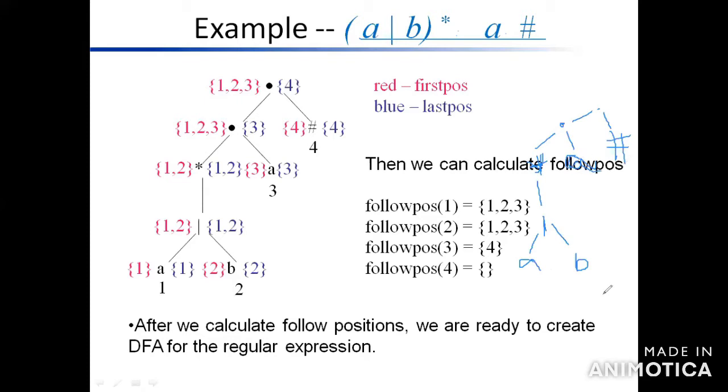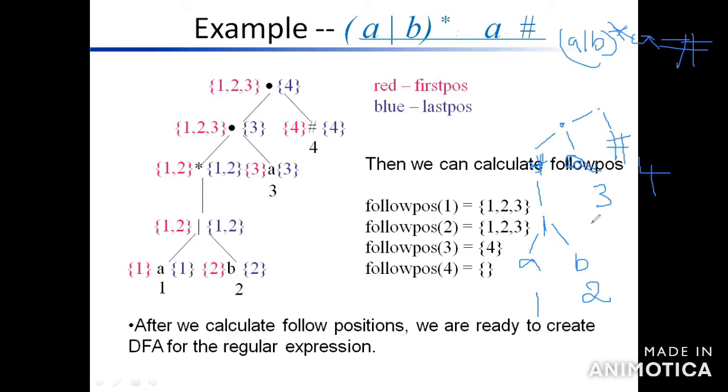Then what will we do? You have to specify the numbering: 1 for a, 2 for b, 3 for the other a, and 4 for the hash. So these are the three steps you have completed. First, you have to add the hash symbol to the given problem, (a|b)* a, giving (a|b)* a #. Second, you create the syntax tree. Third, you give the numbering. This is the first step, three steps in all.